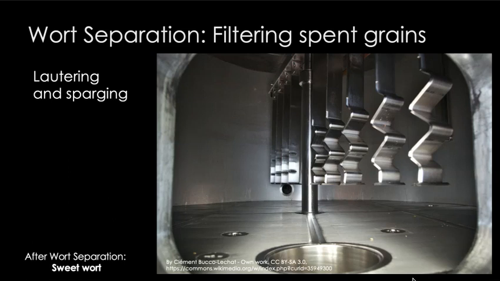in which grains are circulated in a way that they get accumulated near a false bottom. What happens is that the sweet wort, the liquid that has these shorter glucose molecules, is going to be passing through those spent grains. The grain is going to serve as a filtering medium for the sweet liquid that is resulting from our mashing process.